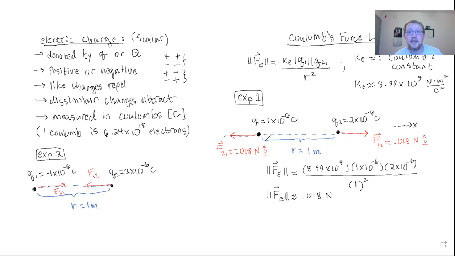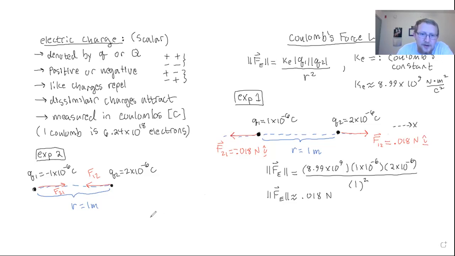And to do that, it's just like we did in 211 or 111. We just figure out all the forces acting on a particle, and then we take the vectorial sum of all those different forces, and that'll give us our net force. So pretty similar stuff.